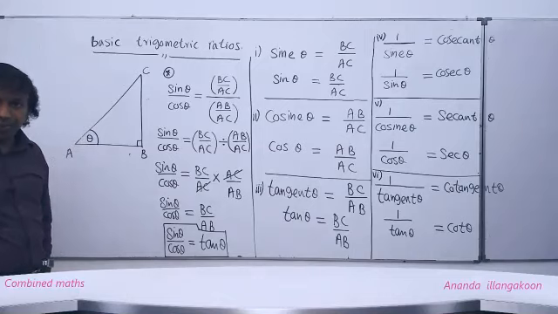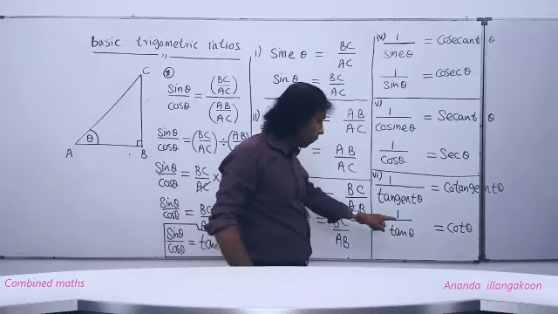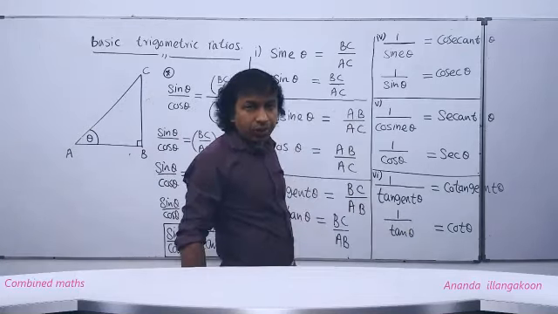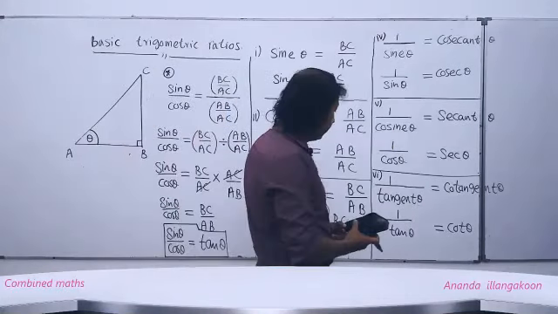Understood? Okay. Right, people, now we take the next one, cot theta. We can obtain that cot theta is 1 upon tan theta. Now this cot theta we can write this way.